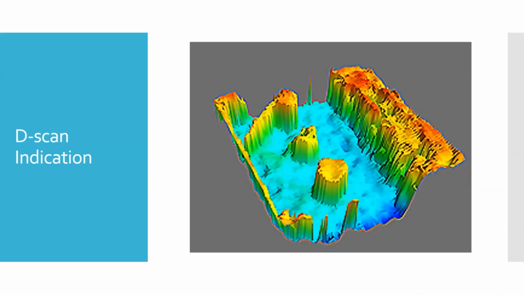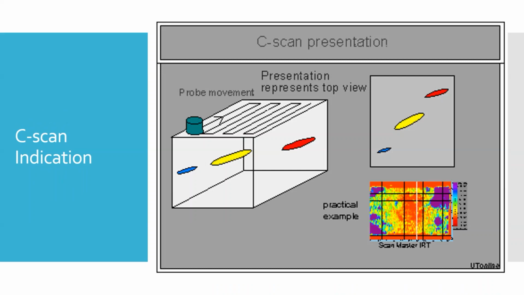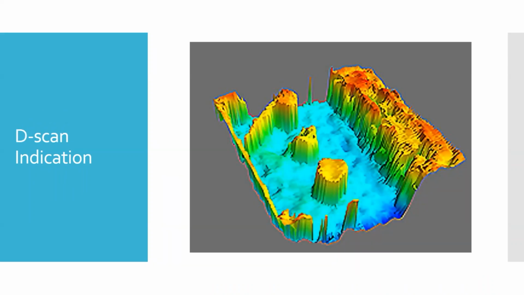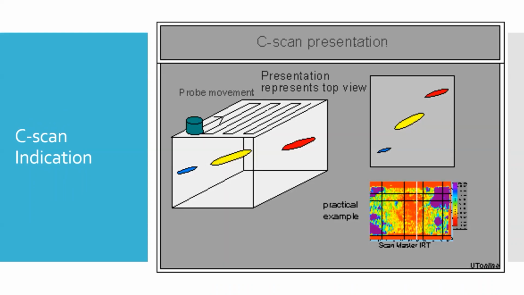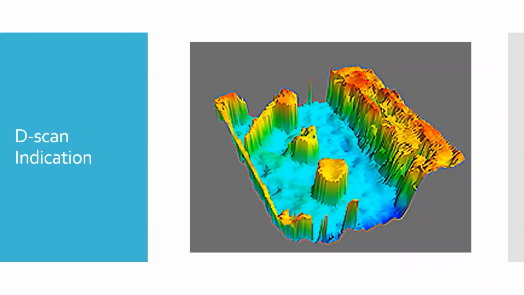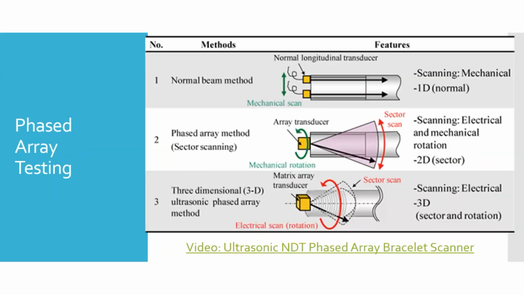And then finally, the D scan is where you start to be able to do this. So if you have more sophisticated equipment, it can take a C scan, and instead of just showing you a top view, it's able to turn it into a three-dimensional view. So this is essentially the same scan, or the same data, for a C scan and a D scan. Okay. And there are a few different ways of doing that.